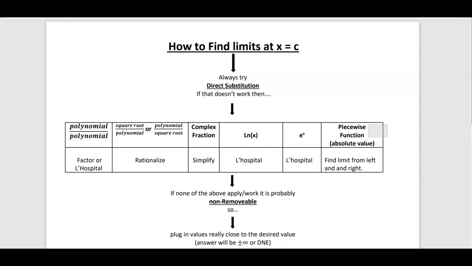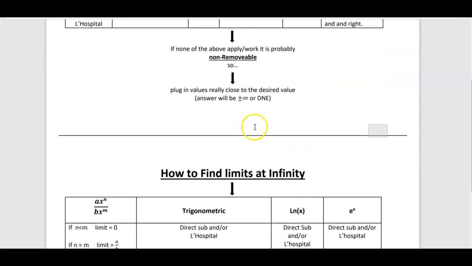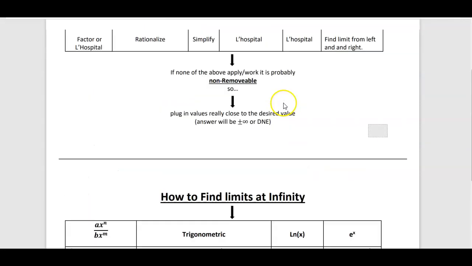All right, guys, this is your review test 4 help video for your study guide and preparation for your test. I gave you a couple of handouts here for this that you may find useful: how to find limits at x equals c, and at the bottom, how to find limits at infinity.